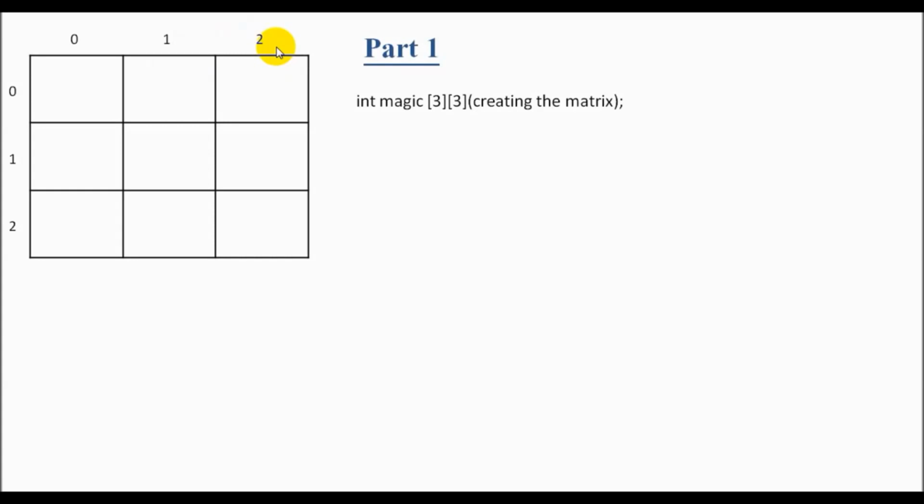So remember that our last column number or last row number is always less than the size number of the matrix. So we need to create another variable named size. So our matrix size here is 3.